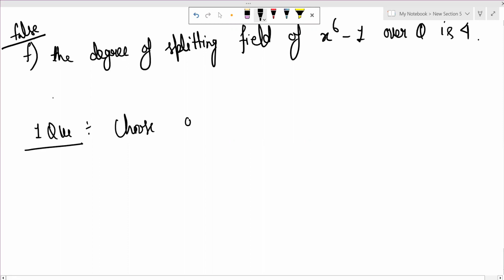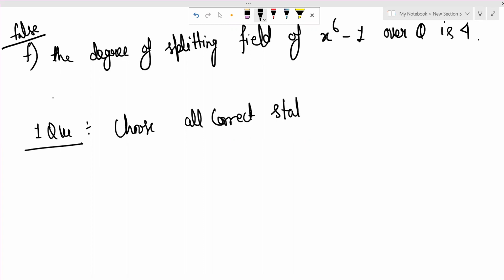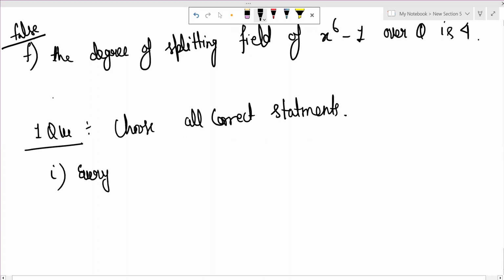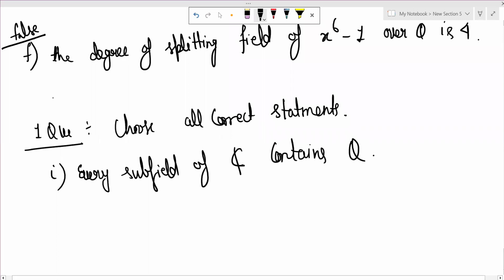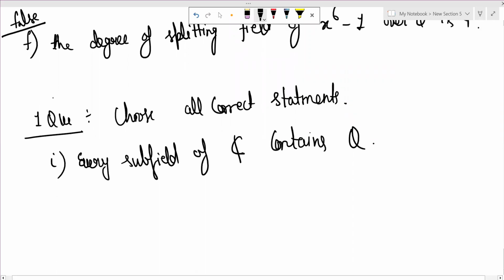choose all statements. First one is, every subfield of C contains Q. So yeah, every subfield of C contains Q. So is this true, no? True. How will you prove this?